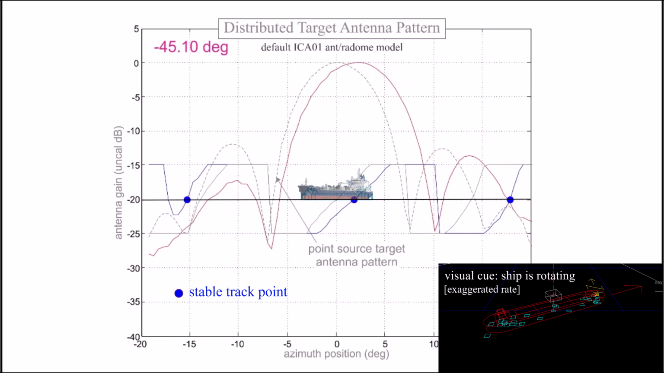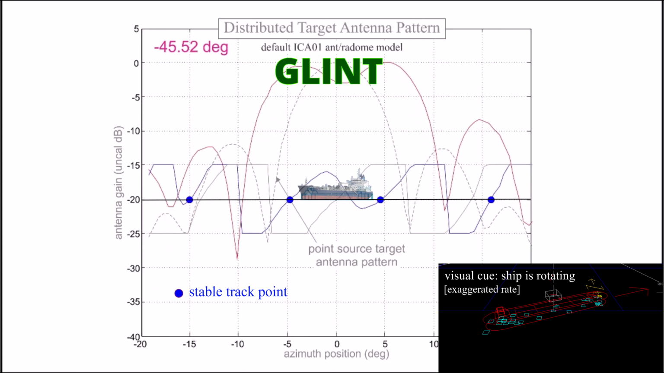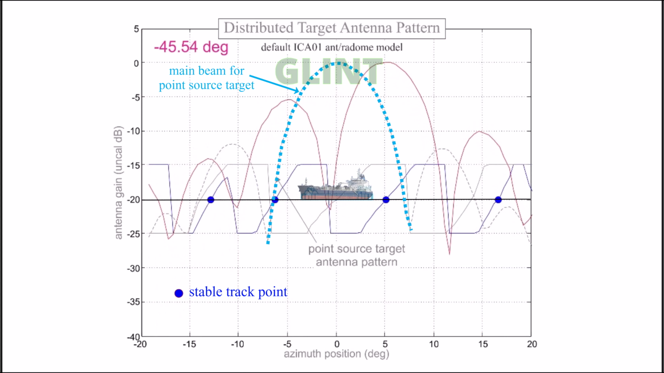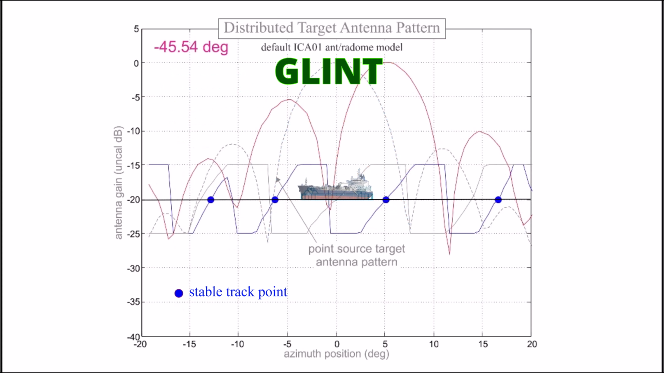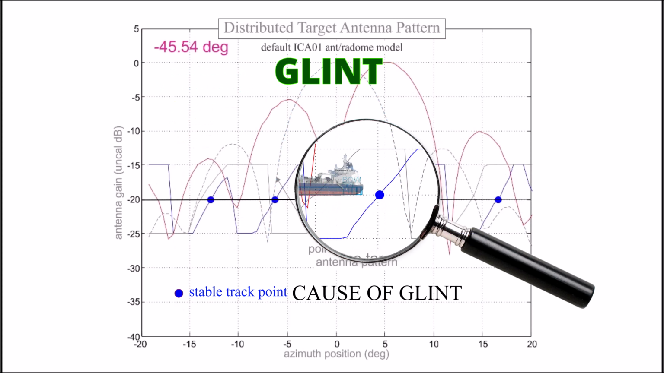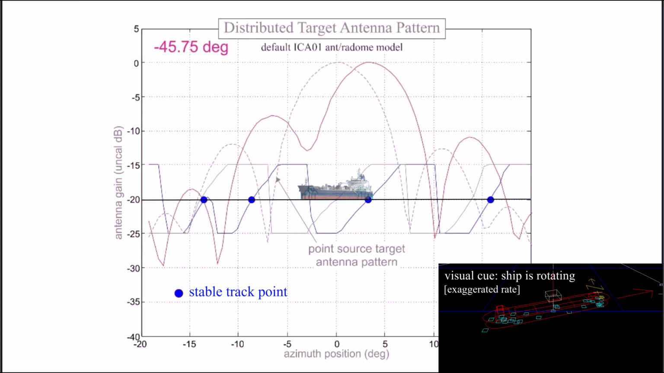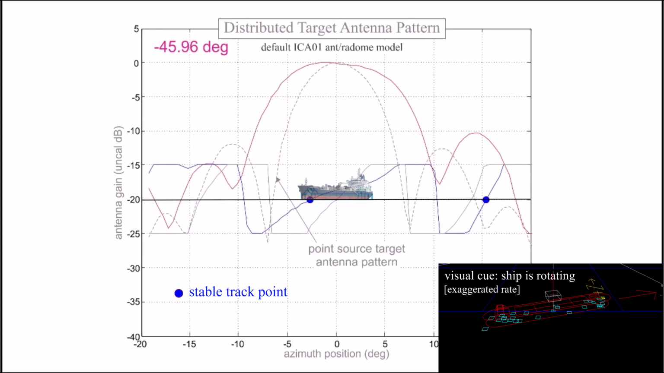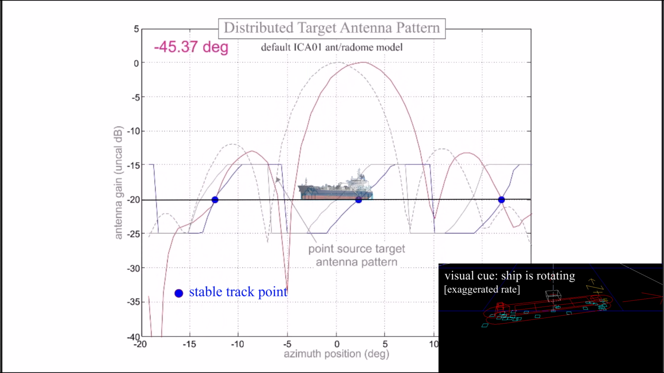Glint is known to be strongly correlated with signal fades, and we can see that happening in this video too. Notice that the main beam gain is highly distorted and depressed when the track points are outside the physical bounds of the ship. And having looked very closely at the results of this software experiment, I am very sure I know what causes glint, and it is not the textbook explanation. It's something different. But this isn't the place to talk about that. I might talk about that later.